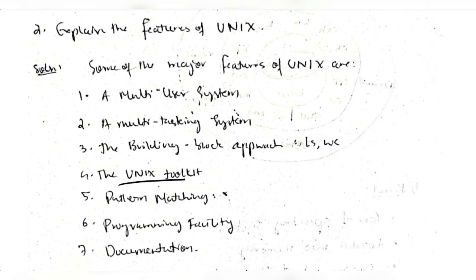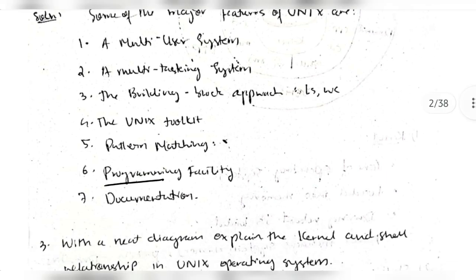And UNIX toolkit, you have many features in UNIX. Pattern matching means UNIX gives the option to search using patterns, like the grep commands and wildcards using the star and question mark, which we'll be discussing in the upcoming modules. So that is the feature of UNIX, pattern matching. And programming facility, you can write shell scripts in it. Documentation, you can save things in UNIX, like your files. So these are the main features of UNIX.